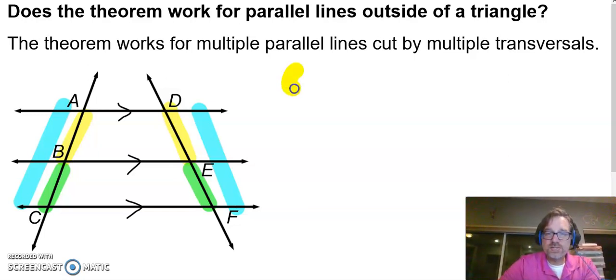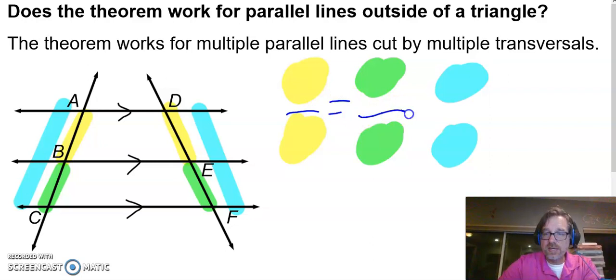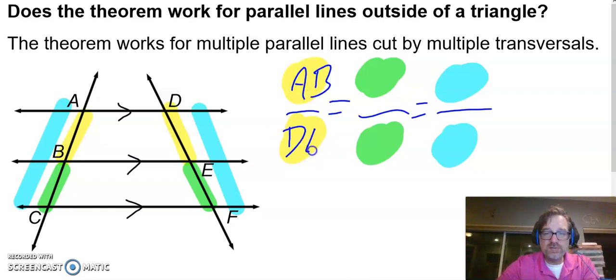So when we make our fractions, we're going to do yellow over yellow equals green over green and equals blue over blue. Now, what's important when we're making these fractions, again, all the fractions have to go the same way. We either have to always go right over left, or we always have to go left over right. And I like to go left over right because that's how we read. So the length of AB over the length of DE equals the length of BC over the length of EF, and that equals the length of the entire thing, AC.